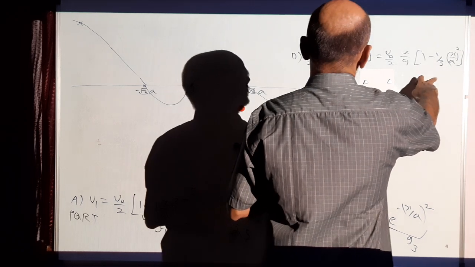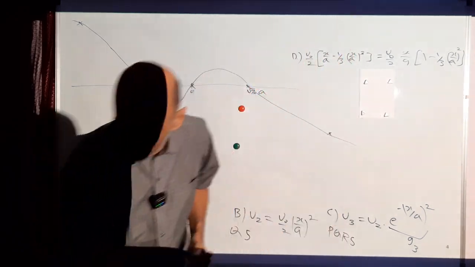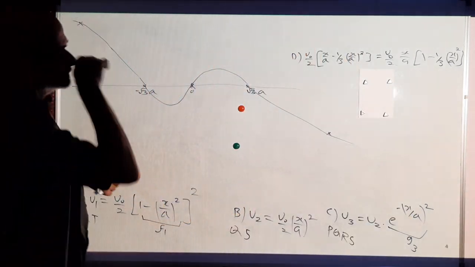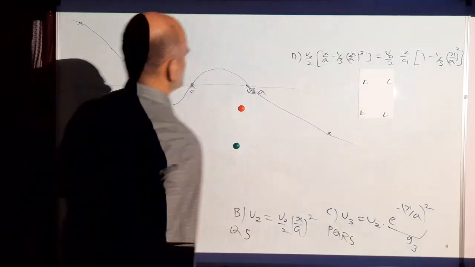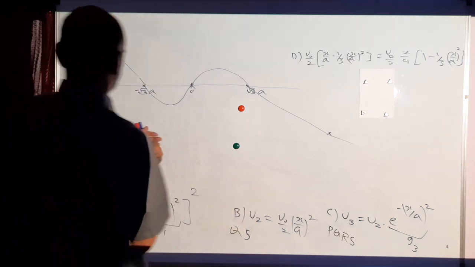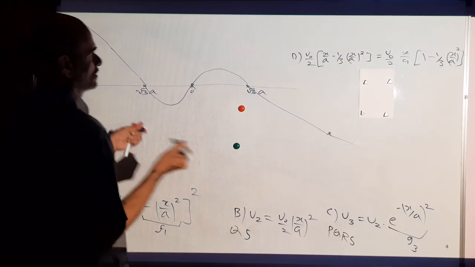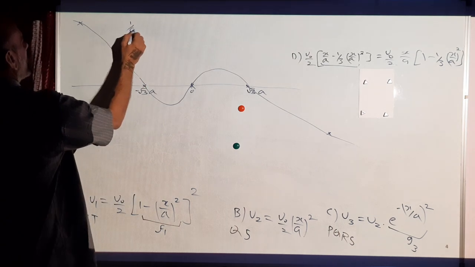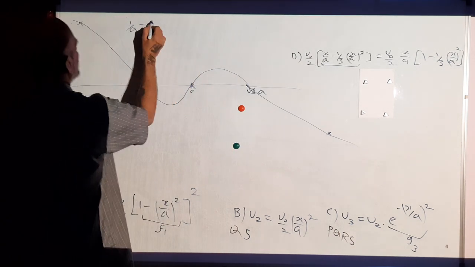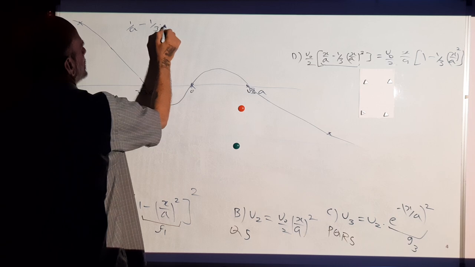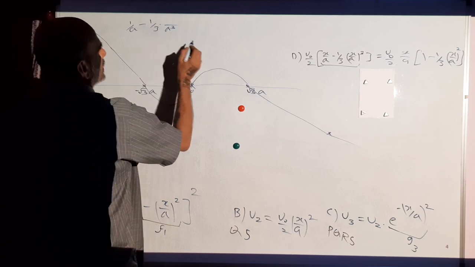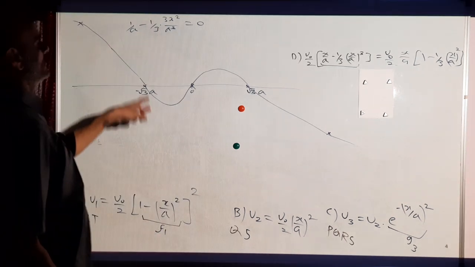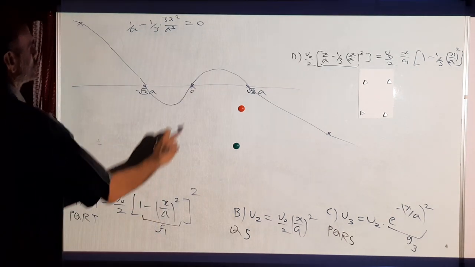So if I differentiate this one, I'll just take this one and differentiate. Term by term differentiation will become 1 by a, and then 1/3 a cube is a constant and will come out, and then x cube will become 3x squared. So this is equal to 0. This value of x will correspond to this point and this point, and also this point.